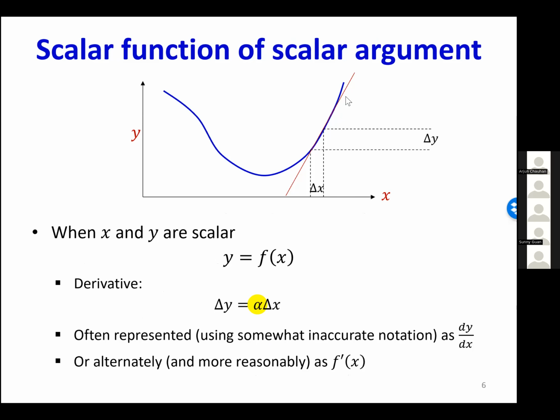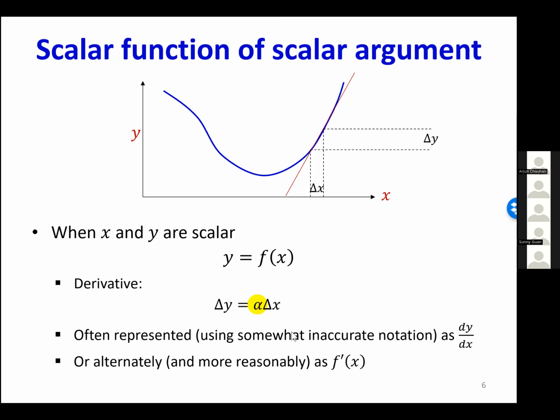When x and y are scalar, then if y equals f of x, you can definitely write delta y equals alpha times delta of x. And because both of these are scalar, we can say alpha equals delta y over delta x, or for small enough increments, we write that as dy over dx. So this is a perfectly acceptable notation for scalar functions of scalar inputs.